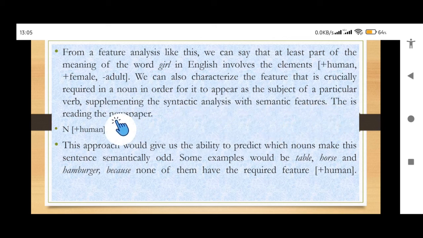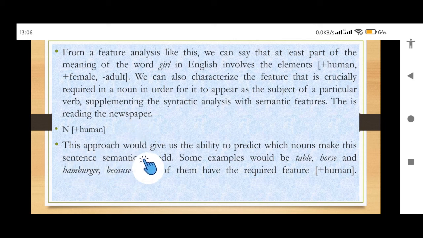The dash is reading the newspaper. So after "the," we know that we should use a word which has the capability of reading. So we can say that the boy is reading the newspaper, the girl is reading the newspaper, or the child is reading a newspaper. So the noun should be plus human. Here we can use a human being for the verb reading, because reading is not the capability of a table, a horse, a flower, a dog, or a donkey.